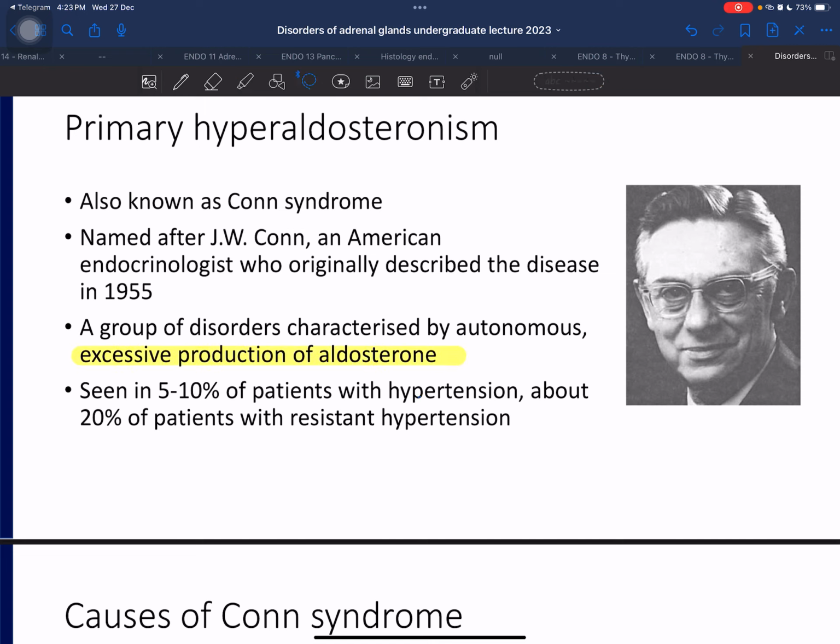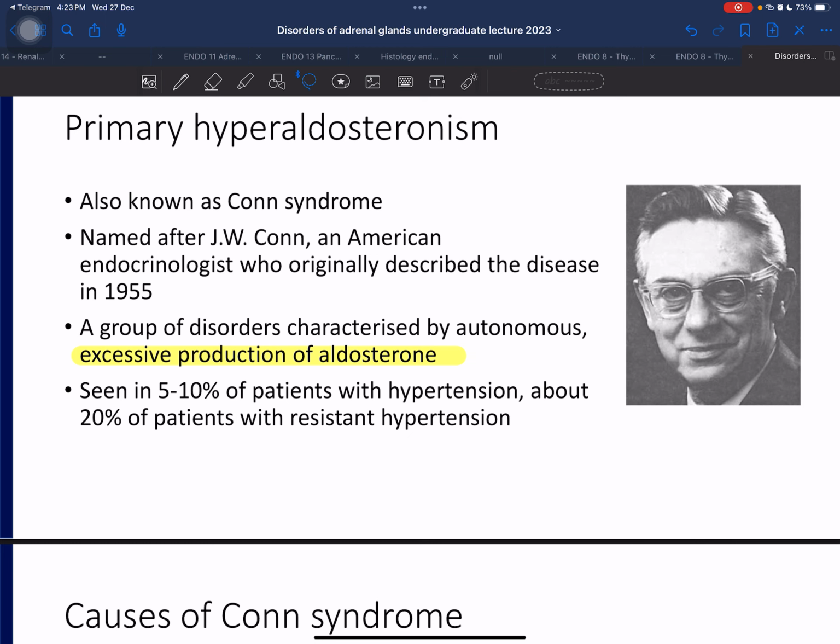So sometimes you see young hypertensive patients, hypertensive patients which are not controlled with 3-4 antihypertensive medications. You need to think whether the patient actually has Conn's, okay? Resistant hypertension. So what are the causes of Conn syndrome?